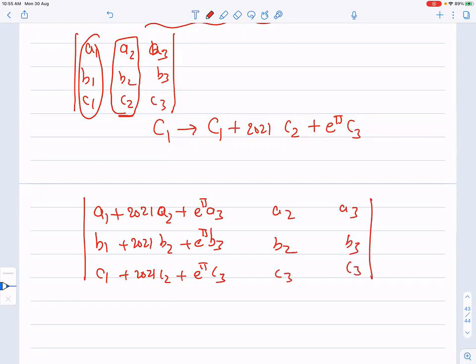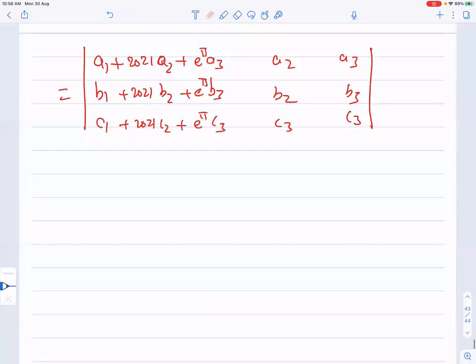Imagine I replace the first column with this column. Is the determinant value preserved? Preserved means, is it equal to this determinant? That is the question. Remember this: if you maintain the coefficient of column 1 as 1, then yes, it is preserved. The value of the determinant will be the same. These two determinants are equal. If you want, I can prove that to you.